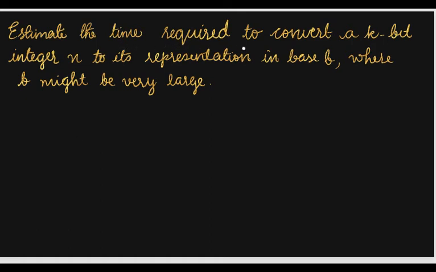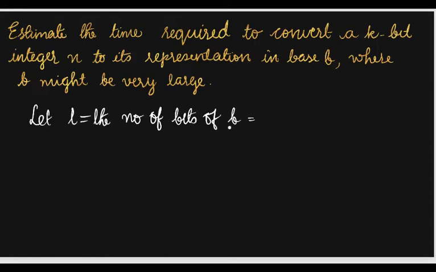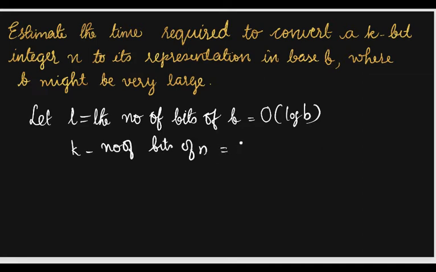Estimate the time required to convert a k-bit integer n to its representation in base b, where b might be very large. The same algorithm which we used for conversion to the binary number system can be applicable here also. Let L be the number of bits of b, and we know that this will be equal to big O of log b. Also, we are given that k is the number of bits of n, so that will be equal to big O of log n.